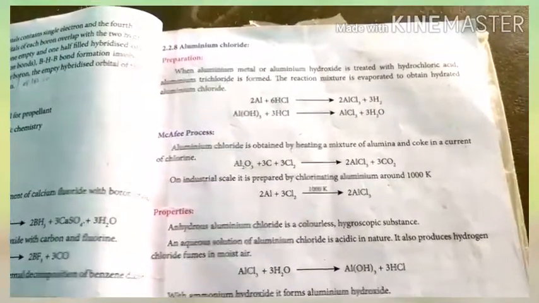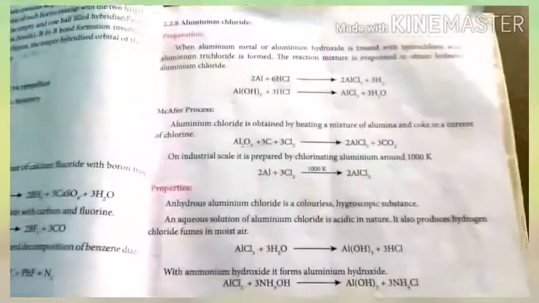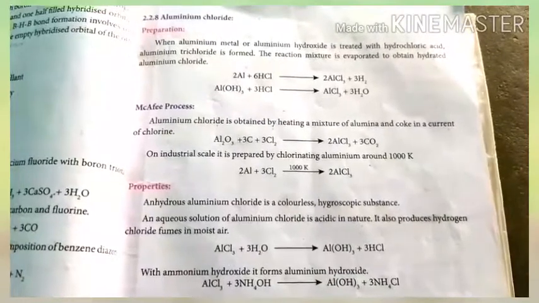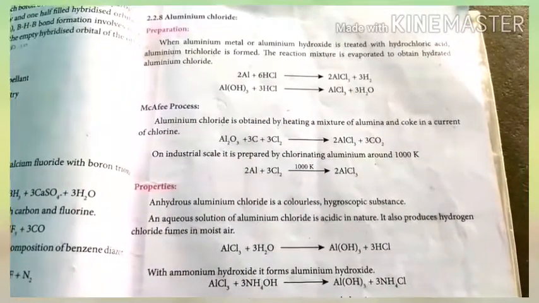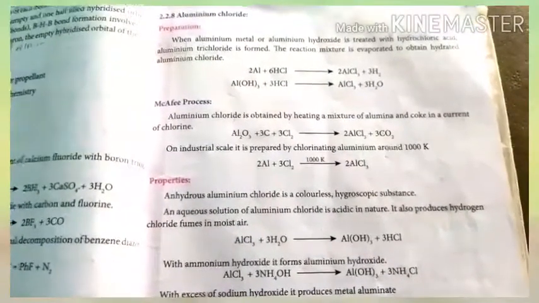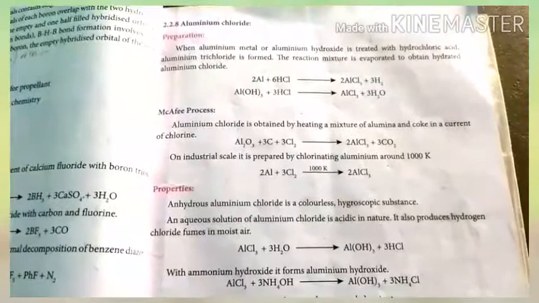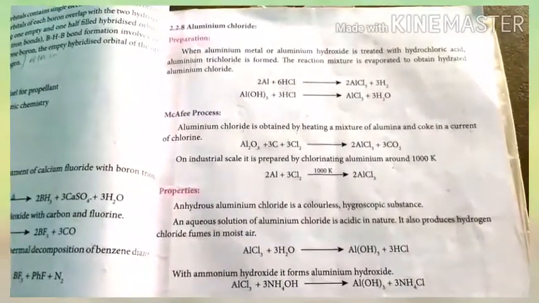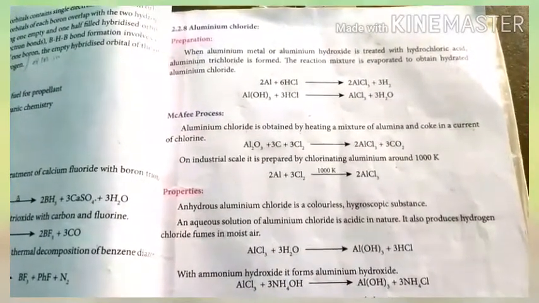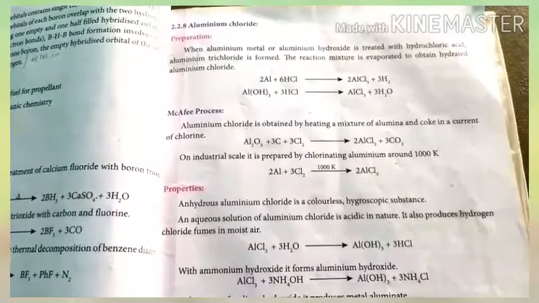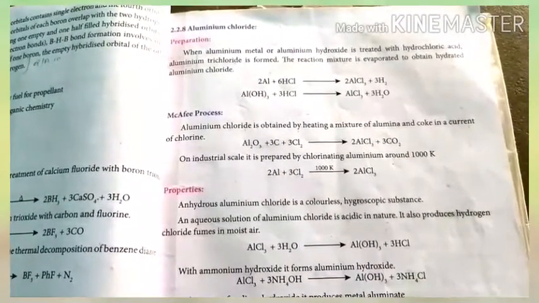It's important to mark the McAfee process. This process involves the preparation of aluminum trichloride by reacting chlorine gas directly with alumina, which is nothing but Al2O3, in the presence of carbon and a current of chlorine. A current of chlorine means you have to pass chlorine gas heavily through a pipe, so the reaction takes place in a chlorine atmosphere. So Al2O3 plus carbon plus chlorine gives 2AlCl3 plus 3CO2. On an industrial scale it can be prepared by chlorinating aluminum directly at 1000 degrees Celsius.